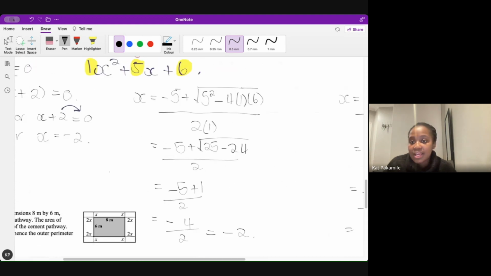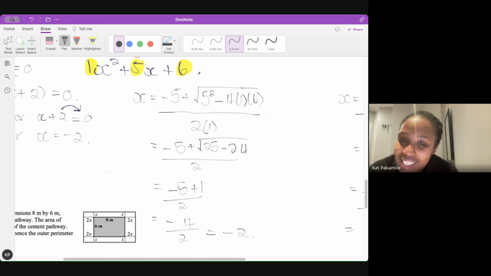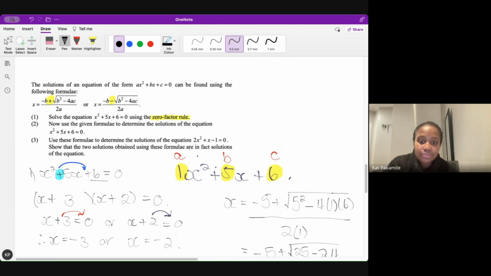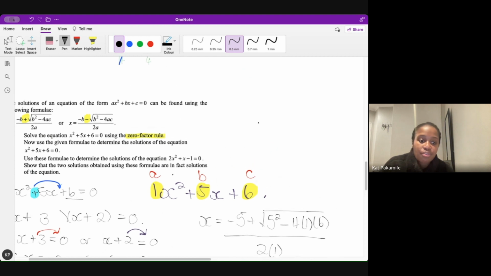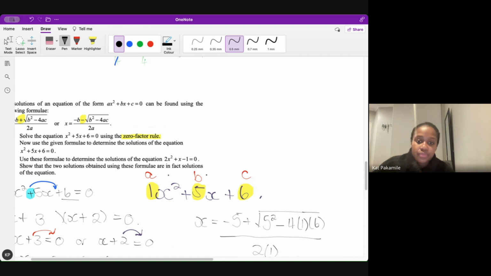Do you see, guys? So the nice thing about knowing this formula is if you are messing up factorizing, let's say you're trying to factorize and it's not working out, if you know this formula, you just find A, B, and C and plug it in. That's it. Okay. And the last one says use the formula to determine the factors for 2x squared plus x minus 1 equals 0. All right.